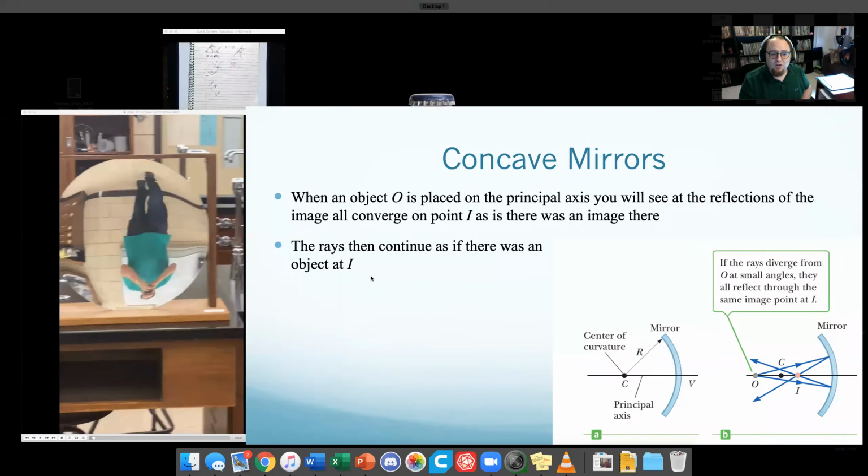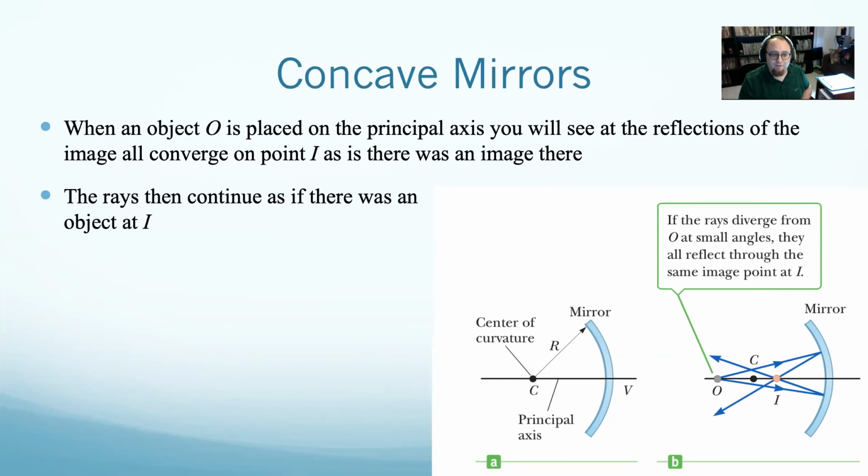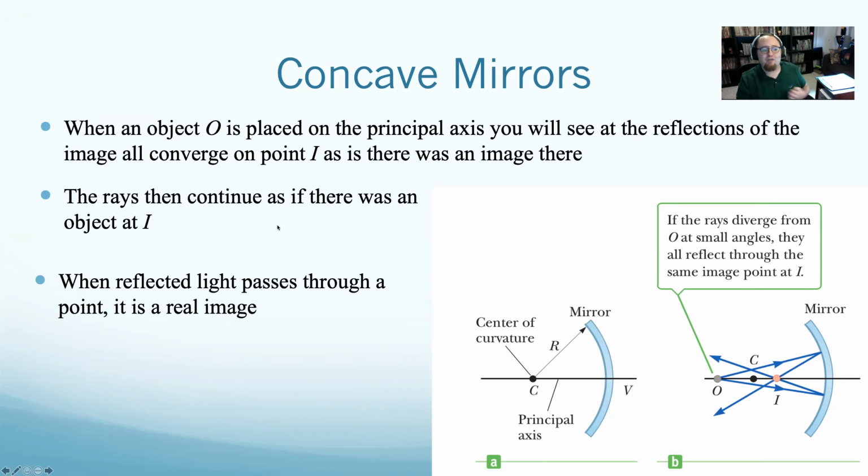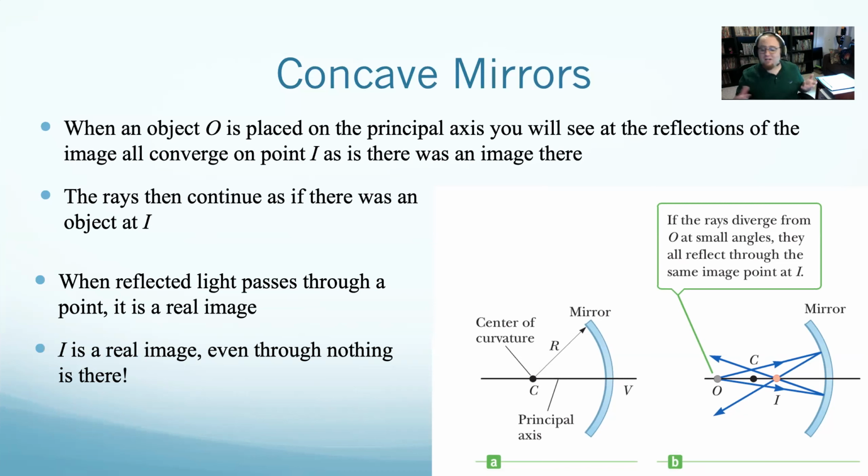Now, because all of these light lines converge on a spot, because they all line up, this would be a real image, which can be focused on a screen. Even though there's not going to be anything physically there, if you look at something in a curved mirror, you can see something in the mirror, but it's a real image, because if you have a screen, you can focus it. And we will focus light and make real images with concave mirrors in one of the upcoming labs.